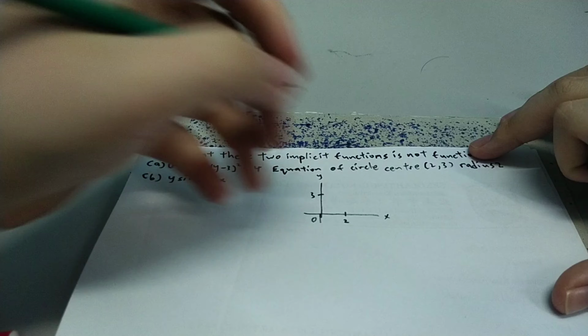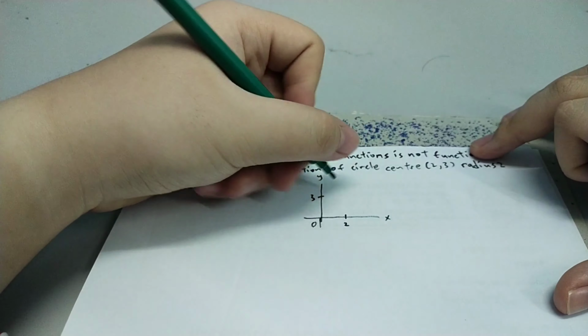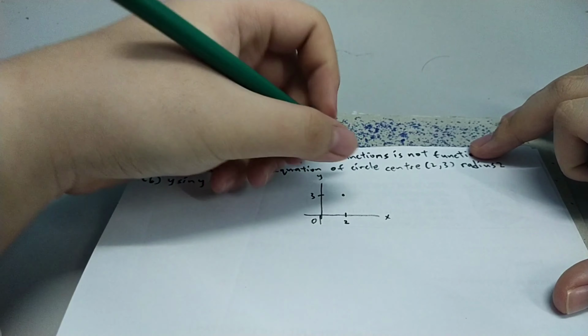Graph, so we will get something like this. This is the y-axis, the x-axis. This is 2, this is 3, and this is the center.